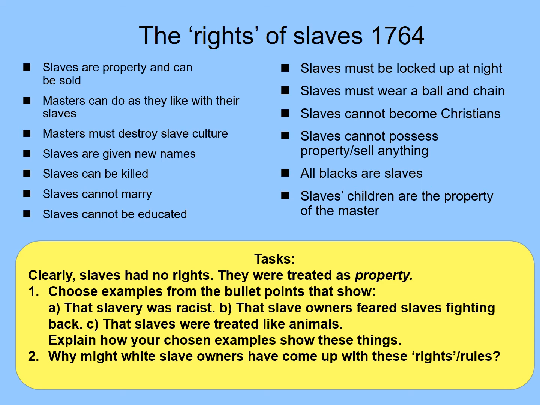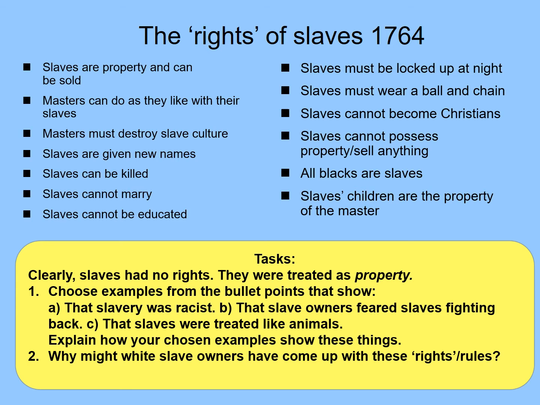Perhaps the most obvious example that shows that slavery was racist is the blanket statement that all blacks were considered slaves. This meant that this was a racial divide, and so anyone who was a person of colour would be automatically considered a slave. Although this changed later on, this meant that there was no such thing as a free black person under these rights. There were freed slaves later, but this is from 1764, which is somewhat earlier on, and at a time where the colonies of America, for example, were still ruled by the British Empire.